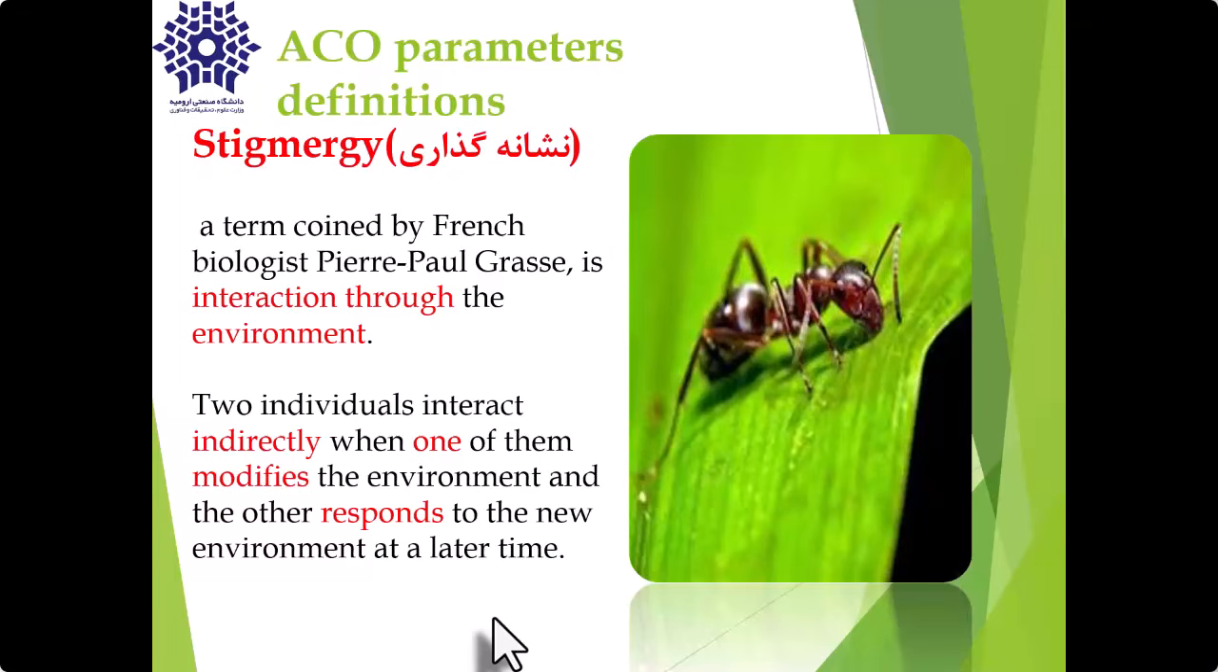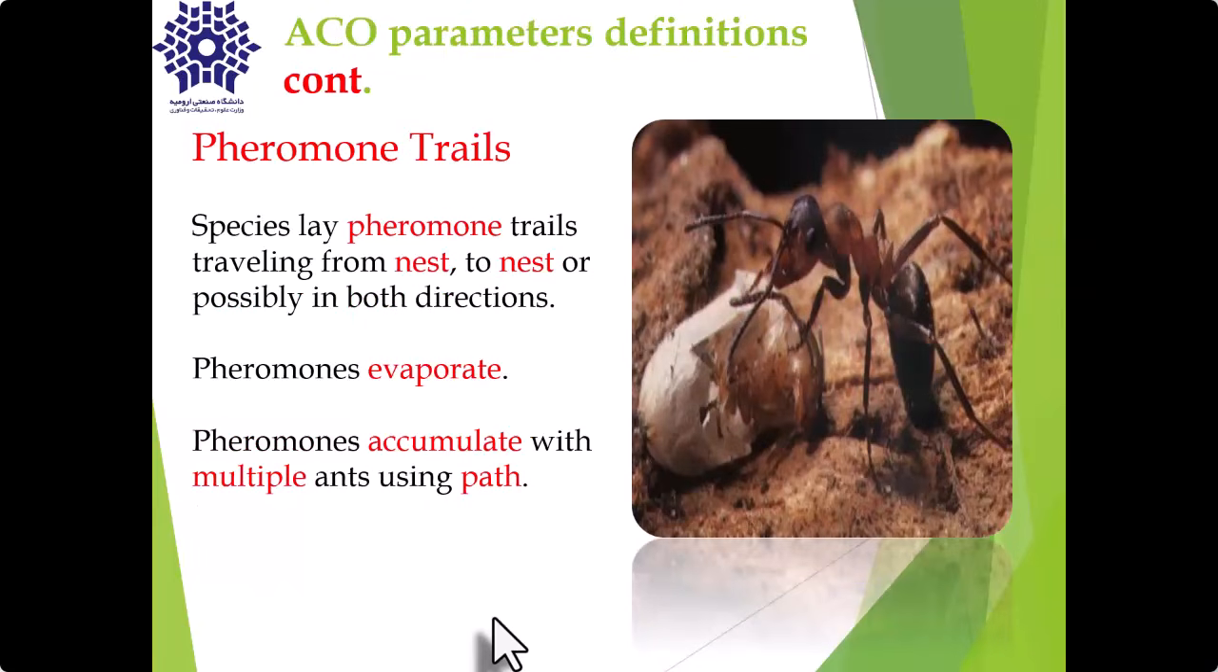They only communicate with each other indirectly by spreading the pheromone on the edge. And in this way, the other ants respond to the new environment at a later time. Pheromone trails: species lay pheromone trails while traveling from nest to food, or possibly in both directions. The pheromone has the attribute that it evaporates. Evaporates means it disappears after some period of time.